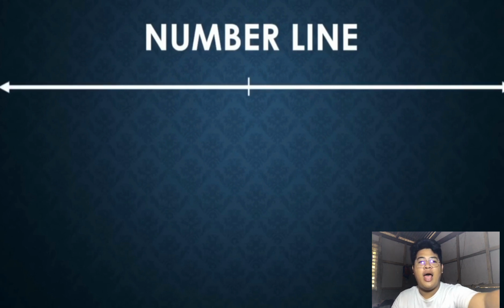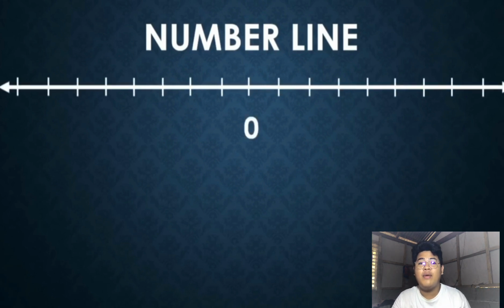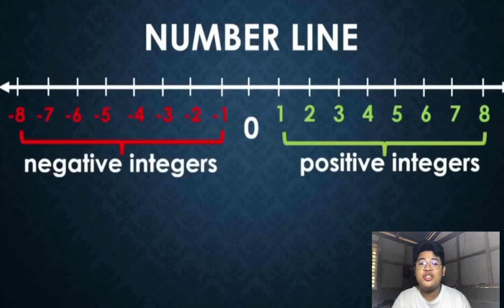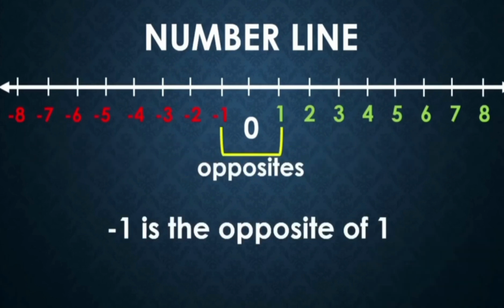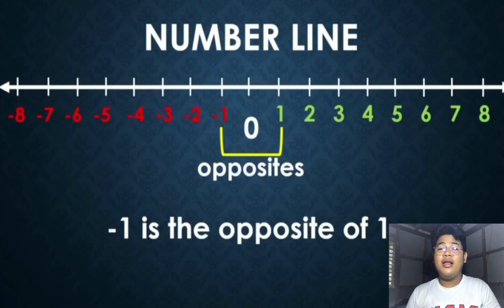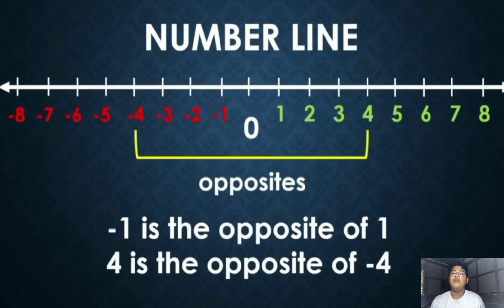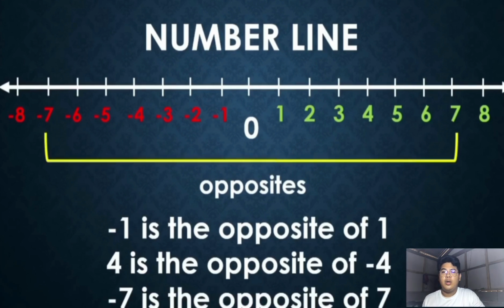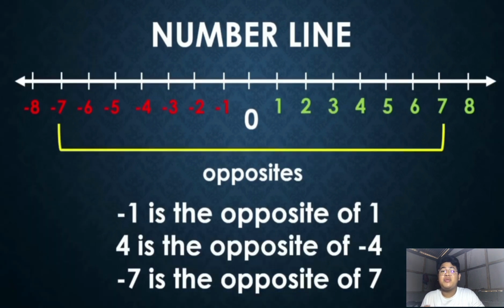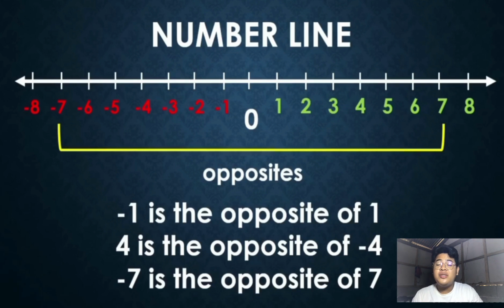So we have a number line. The number line consists of positive integers, negative integers, and 0. Negative 1 is the opposite of 1, or vice versa. Positive 4 is the opposite of negative 4. Negative 7 is the opposite of 7, or we can also say positive 7 is the opposite of negative 7. Remember, the opposite is negative to positive or positive to negative.